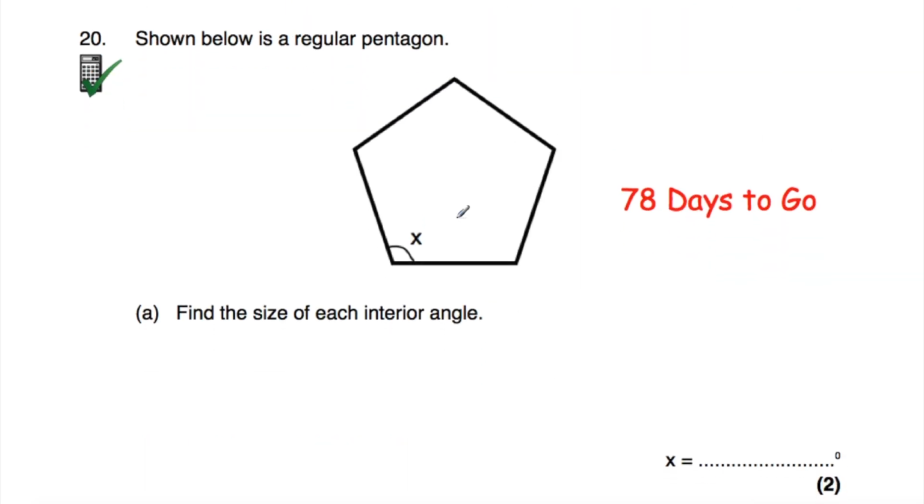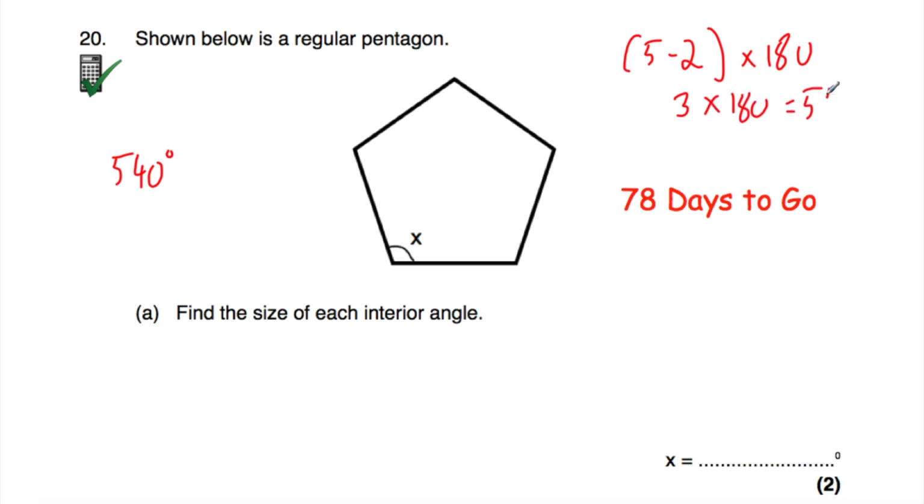So question number 20 is on angles and polygons. So here we've got a regular pentagon, and we've been asked to find the size of each interior angle. Now in terms of this, you may know that the angles in a pentagon add together to be 540 degrees, but if you've forgotten that, take the number of sides, which is 5, take away 2, and then multiply by 180. 3 times 180 is equal to 540 degrees. But with a pentagon, I typically would remember that the angles add to be 540 degrees. Now it's regular, that means that all of the angles are the same size. So if I divide by 5, 540 divided by 5 is equal to 108 degrees.